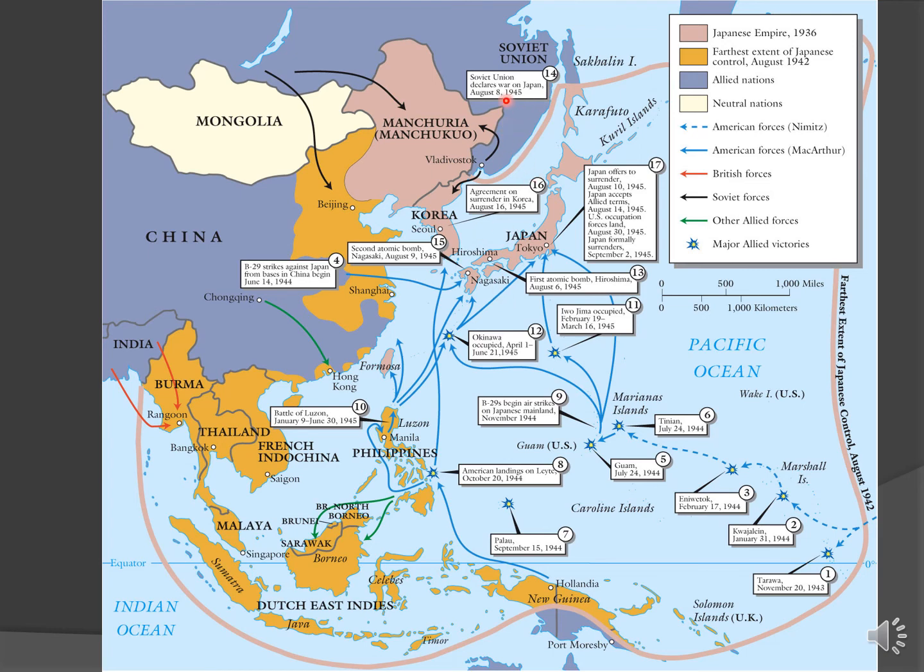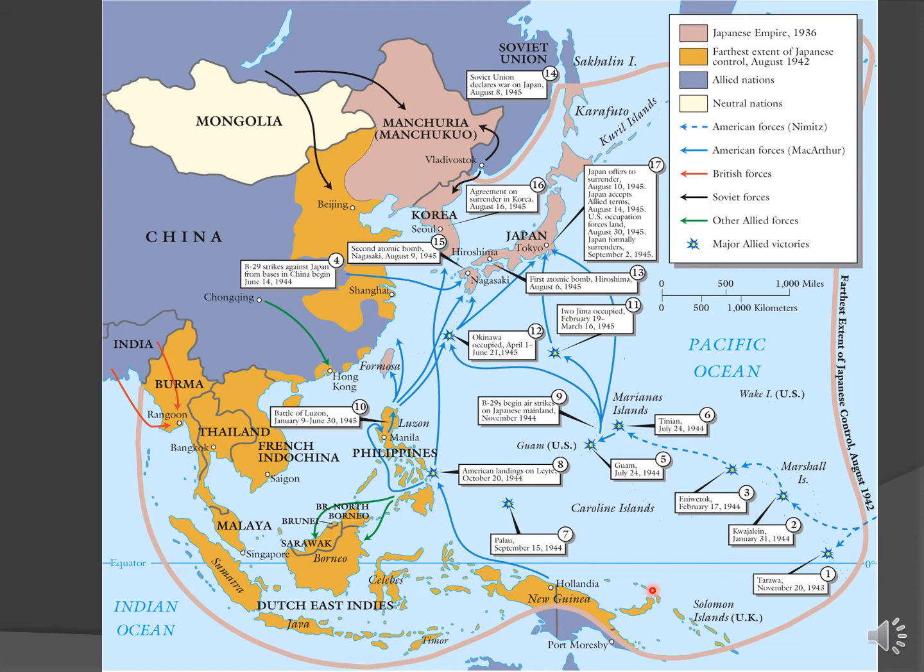You'll also notice up here the Soviet Union declaring war on Japan. That happens in August of 1945, right before or right after the first bomb was dropped on Hiroshima. So the Soviet Union had actually agreed with the United States to do a co-invasion, but the U.S. president at the time, Harry Truman, really did not want to see the Soviet Union invade Japan.